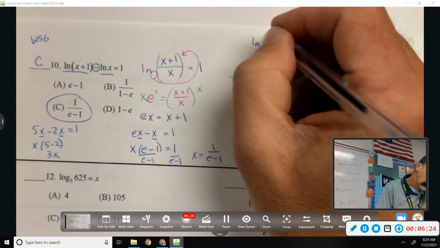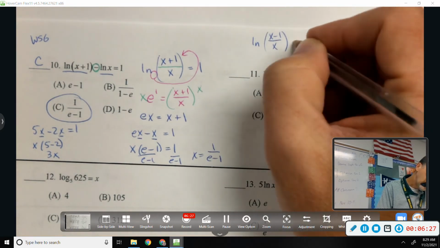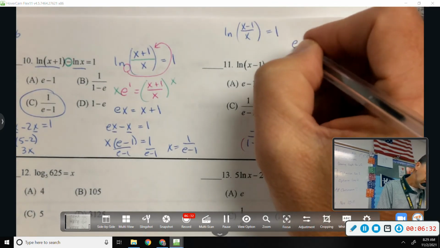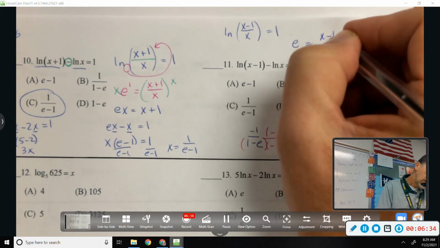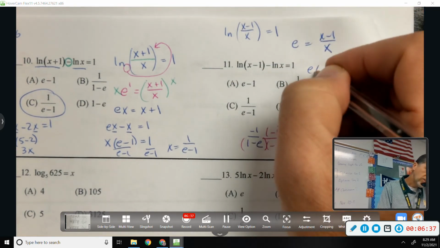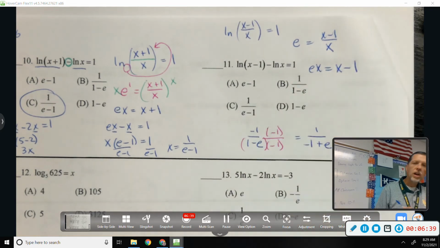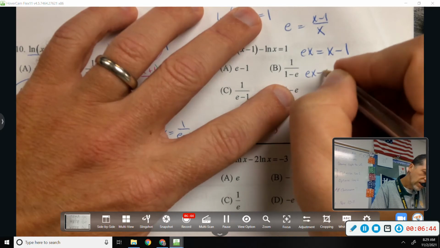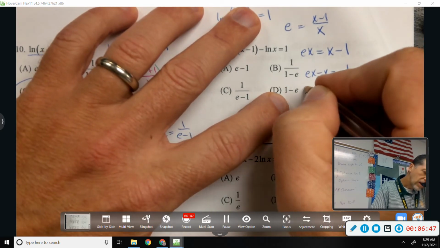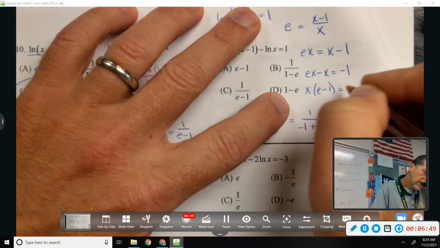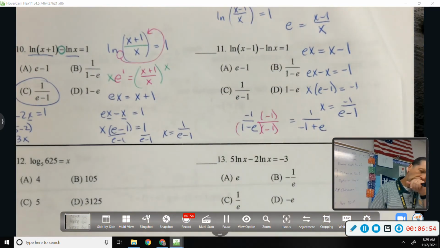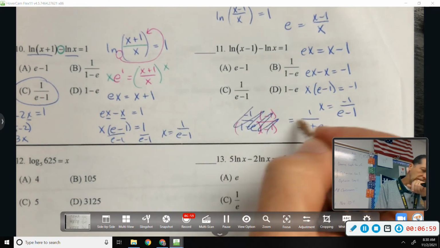The answer key says B is the right answer. So condense, rewrite, fix the fraction. Move the x over. Factor out the x. So negative 1 over E minus 1. That's not what I started with down there.